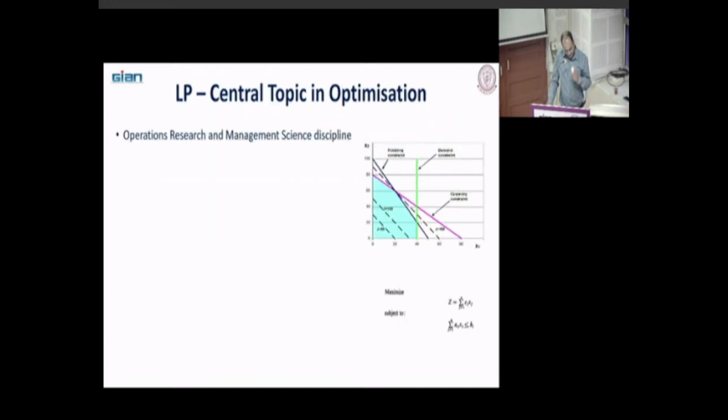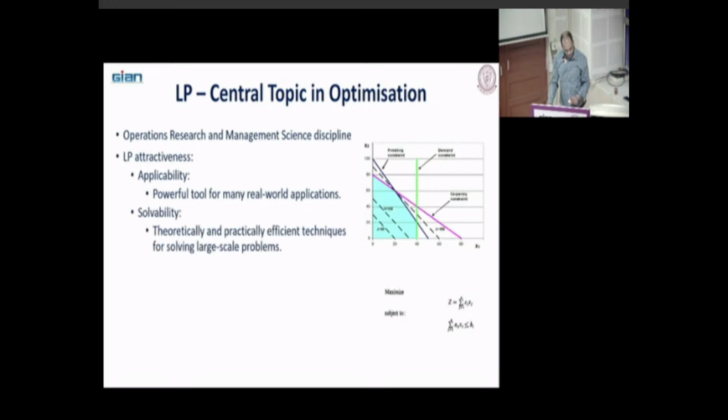So LP, again, is a field of operations research and management science discipline. So why is it so famous, linear programming? It's because of the applicability. It is a powerful tool for many real world applications in healthcare, aerospace, any sectors. You can find applications of linear programming to address complex problems. Then solvability as well: theoretical and practically efficient techniques are available to solve this kind of problem.